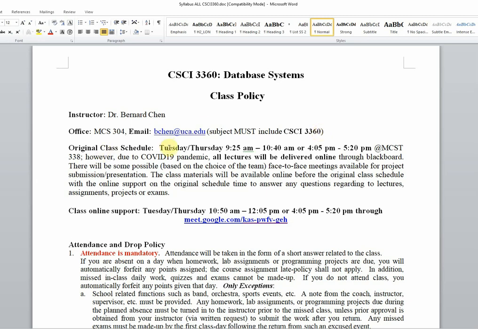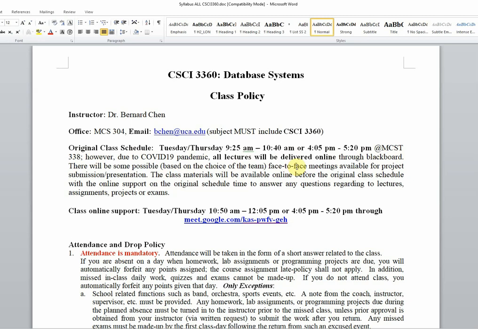The original class schedule is Tuesday, Thursday, 9:25 until 10:40, and that is the morning session of the database. The afternoon session is from 4:05 until 5:20. Originally, it was assigned to room 338. However, of course, due to the COVID-19 pandemic, I have converted all lectures to be delivered online through Blackboard, so we will not have physical meetings for the lectures. There will be some possible face-to-face meetings for your project submission and presentation.